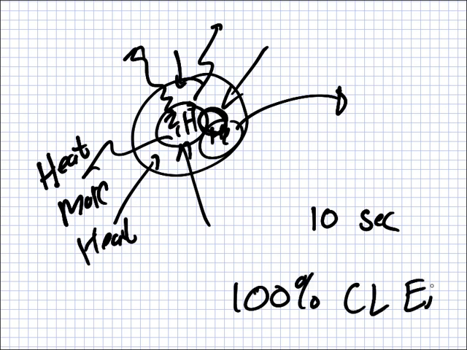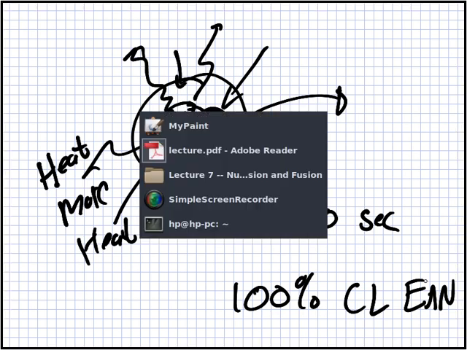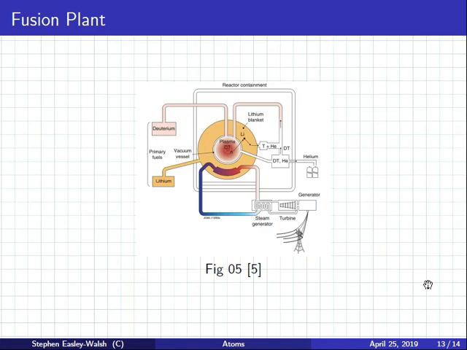100% clean. There's no uranium, there's no plutonium. The only thing you're using is hydrogen. Is hydrogen clean? Yeah. And what comes out at the end? Helium. Is helium clean? Yeah. Is there any nuclear waste? No, this is just hydrogen. Hydrogen, hydrogen, helium. What do you do with helium? You put it in children's balloons for parties. So it's 100% clean.